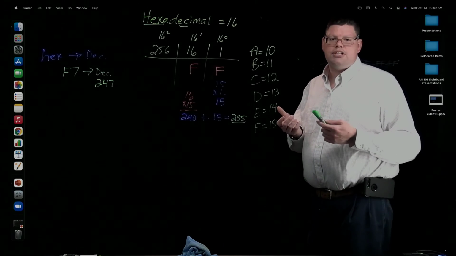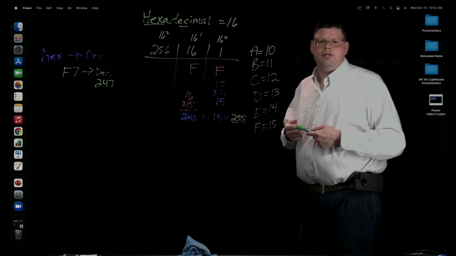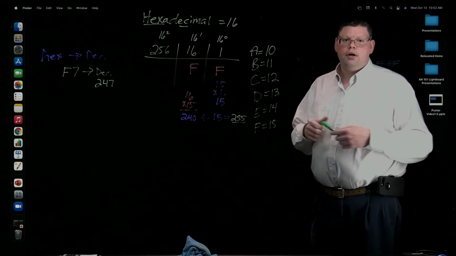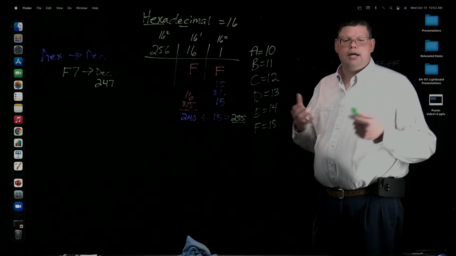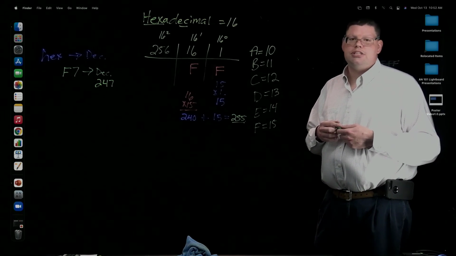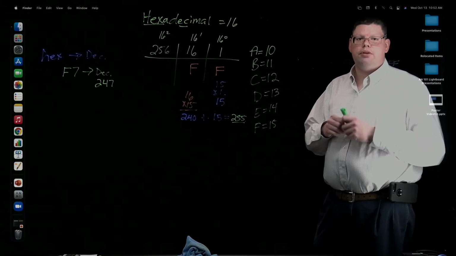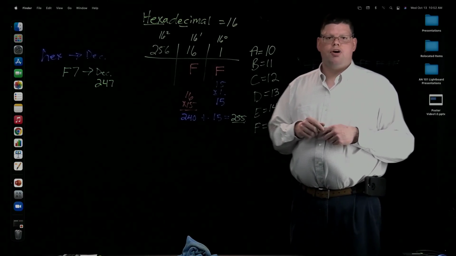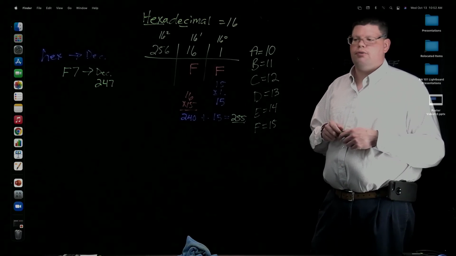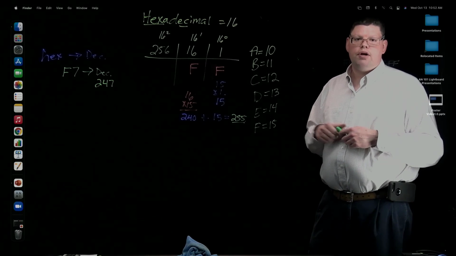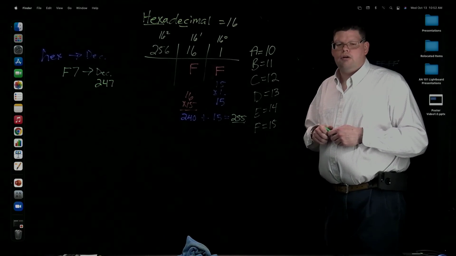The TI 36X series will actually do these conversions for you. If you have a calculator already, it can't be just the plain 36X. It has to have that third button. You'll see a second and a third button on the far top left. If you have one of those, it will actually do the conversion for you.